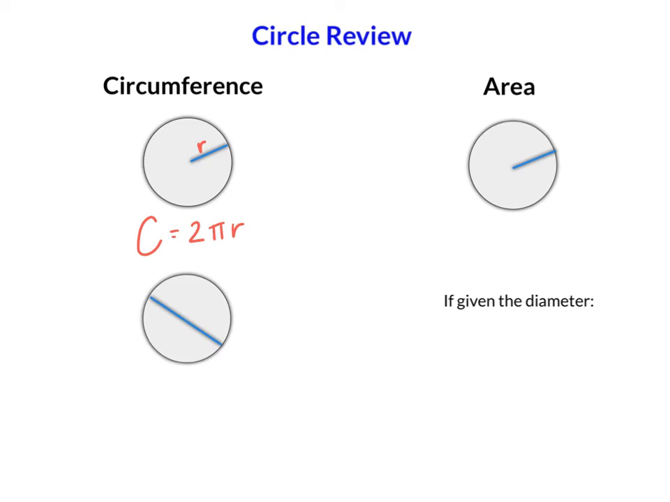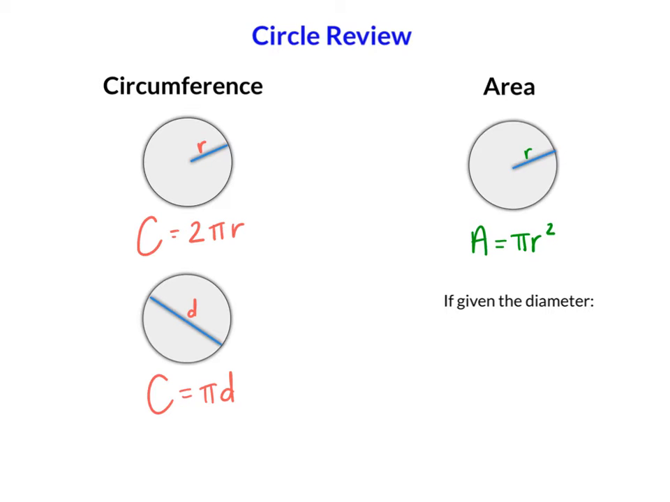In the second circle, we're given the diameter. To calculate the circumference using the diameter, it's c equals pi times d. For area, we only have one formula, and that's using the radius. To calculate the area of a circle, you use the formula a equals pi r squared.